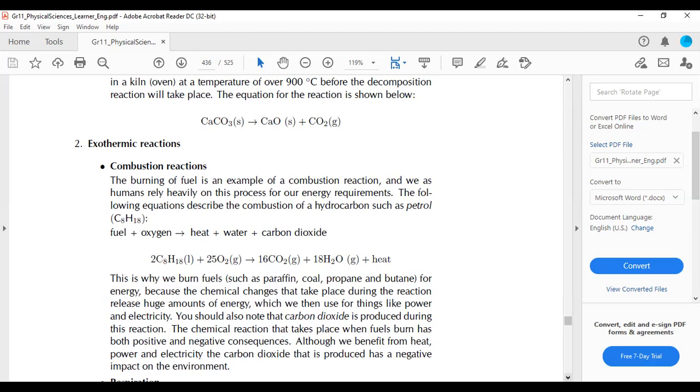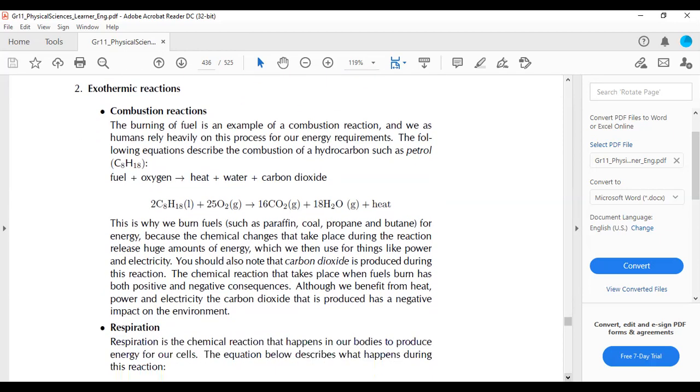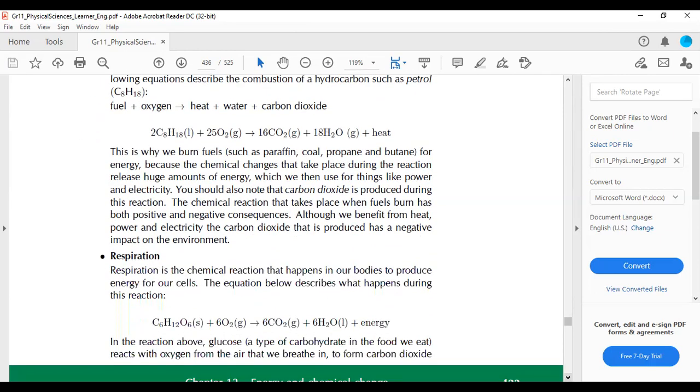So these are just small things that you can look for whenever you analyze the questions that are given to you. And then the other one is respiration. What is respiration? Respiration is a chemical reaction that happens in our bodies, which means this one is internal, on how our bodies produce energy for our cells. The equation below describes what happens during this reaction.